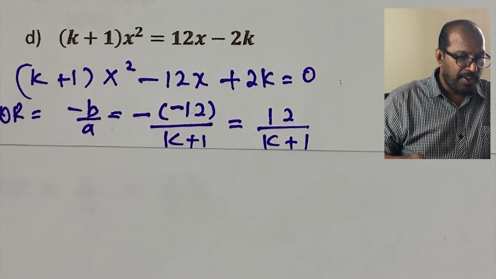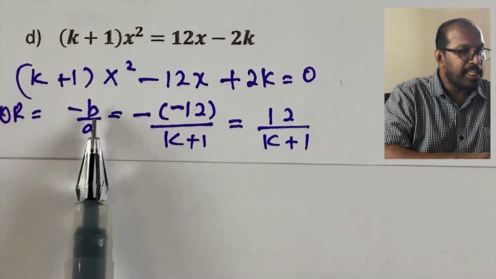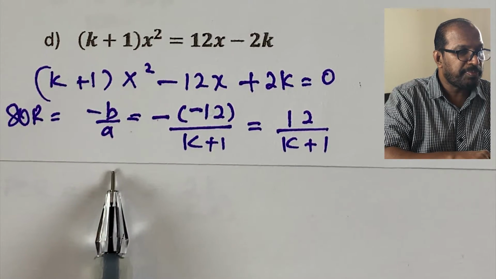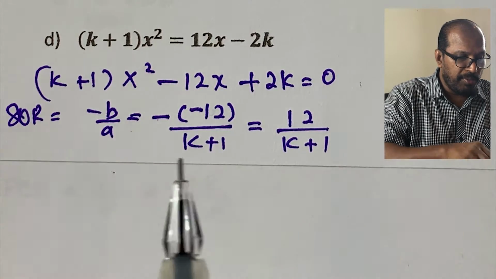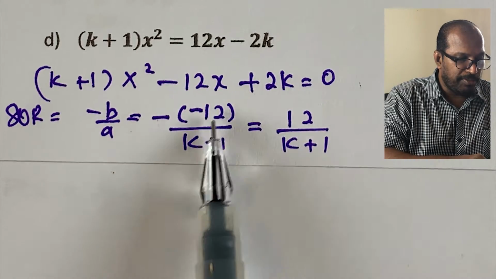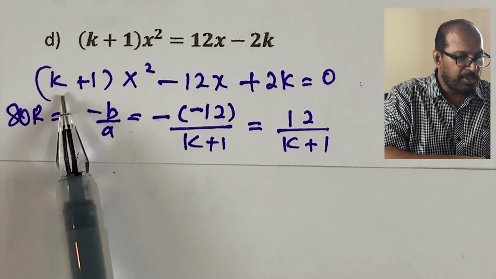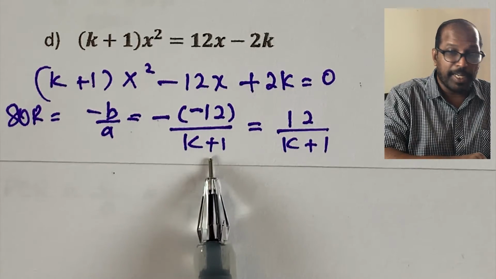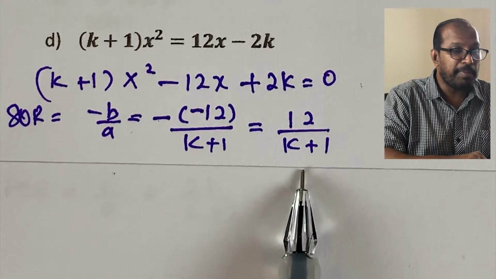So our sum of the roots is negative b over a. B is negative 12, so negative of negative 12 over a. A is equal to k plus 1, so divided by k plus 1. Therefore, I got 12 over k plus 1.